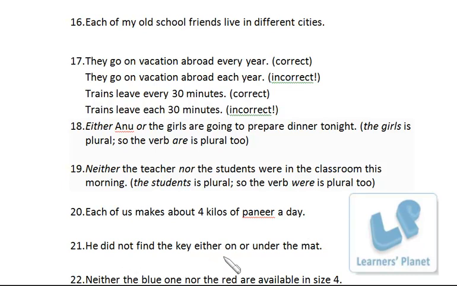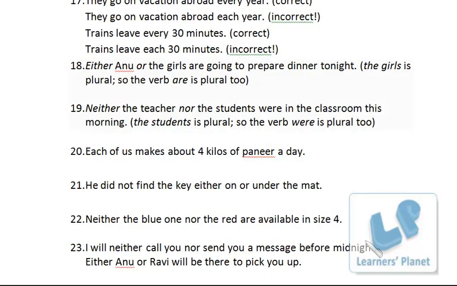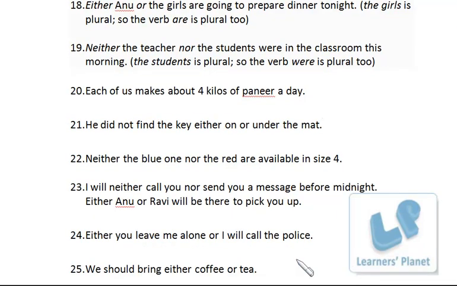He did not find the key either on or under the mat. Neither the blue one nor the red are available in size 4. I'll neither call you nor send you a message before midnight. Either Anu or Ravi will be there to pick you up. Either or. Either you leave me alone or I'll call the police.